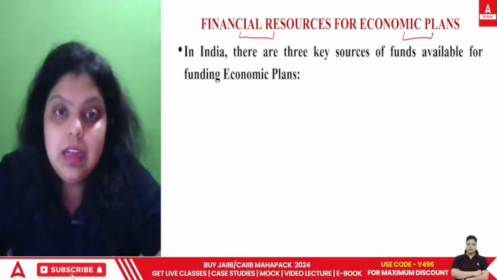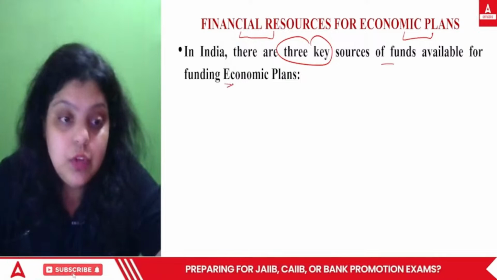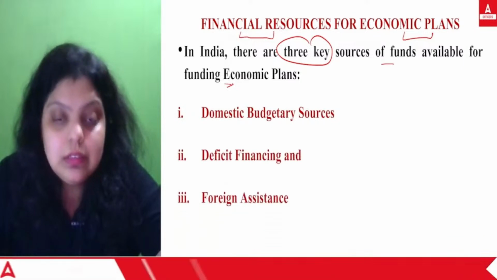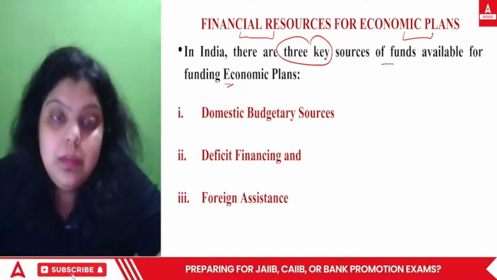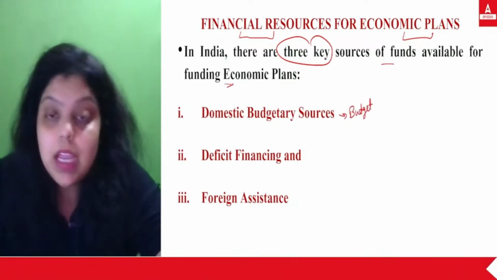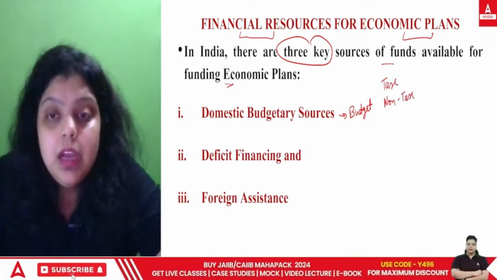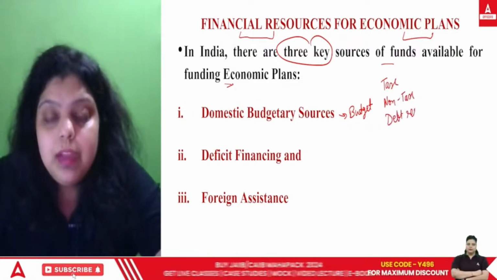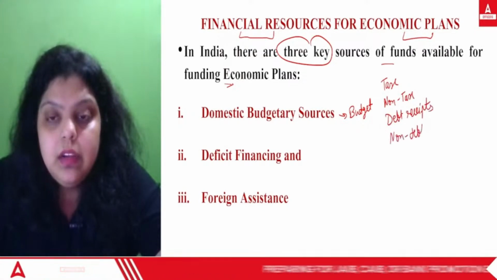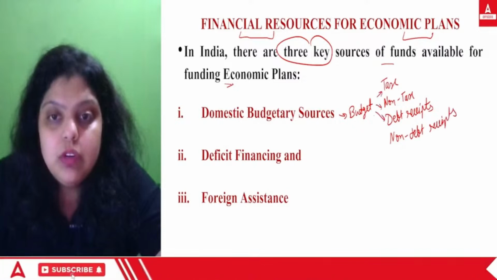In India there are 3 key sources of funds available to fund the economic plans of the country. First we have domestic budgetary sources, second deficit financing, third foreign assistance. Domestic budgetary sources are the ways of earning money by the Government of India in the budget: by tax revenue, by non-tax revenue, by debt receipts, and by non-debt receipts. These are the four ways by which government earns money.